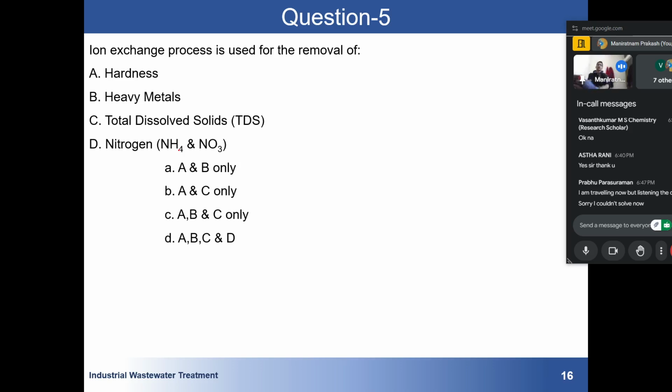Again a question related to ion exchange. This is a theoretical question, and if you have paid a little bit of attention in your video lecture, you might be able to answer it. Ion exchange process is used for removal of hardness, heavy metals, TDS, nitrogen, that is ammonia and nitrate. Actually it should be NH4 plus and NO3 minus, but they have not written the plus and minus. NH4 plus is ammonium and NO3 minus is nitrate.